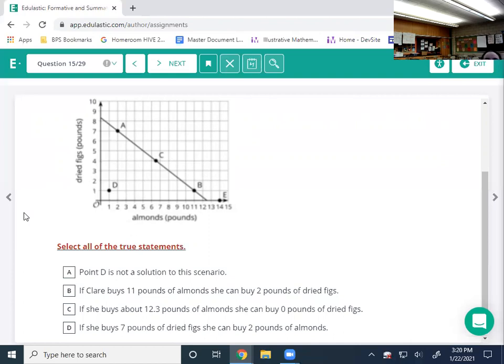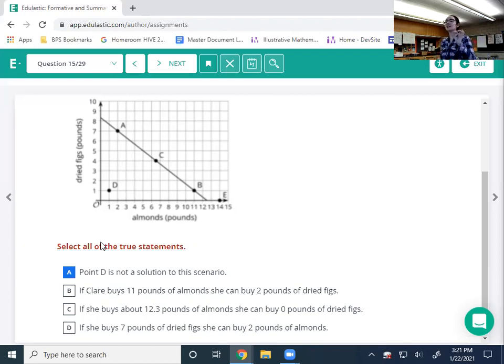What do we think? It says, point D is not a solution to the scenario. We're looking at this point D right here. Is point D not a solution to the scenario? No, it isn't. It's not on the line. Yes, Jaden, exactly. So that is a true statement because it's not a solution. Good. So you would select that one because it is a true statement. Good. Now, let's look at the second one.